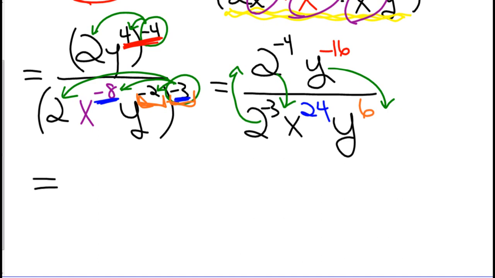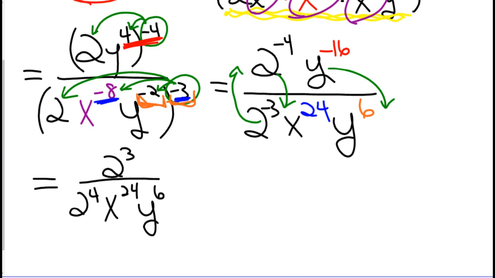There we go. I'm going to have a 2 to the 3rd power on the numerator, and then everything else is in the denominator. I've got a 2 to the 4th. I've got an x to the 24th. I've got a y to the 6th, which was already there, and my y to the 16th, which has moved down. Okay. Now, 2 to the 3rd, you can look at it as, oh, that's 8 and that's 16, or however you want to look at it.